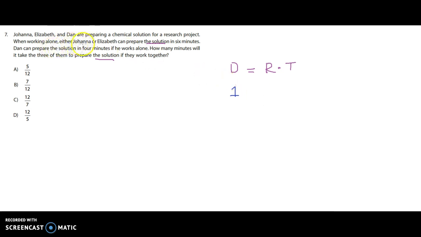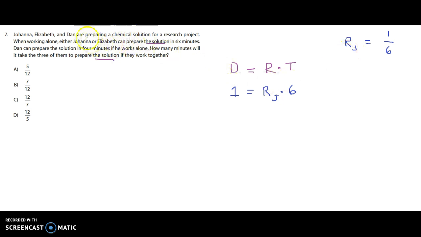Well, let's just look at this for a minute. It says either Johanna or Elizabeth can prepare the solution in 6 minutes. That means the time that they need to finish this job, the t, is going to be 6, right? Their rate they didn't specifically define, but we can say the rate of Johanna is equal to this. Well, if we want to solve for the rate of Johanna, all we have to do is divide both sides by 6. So Johanna's rate is equal to 1 over 6. And all that means is that she can complete one task in 6 minutes.